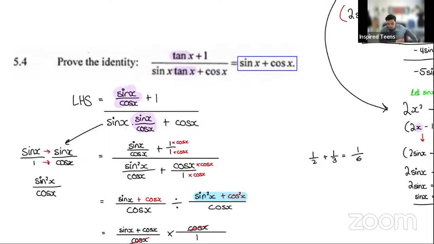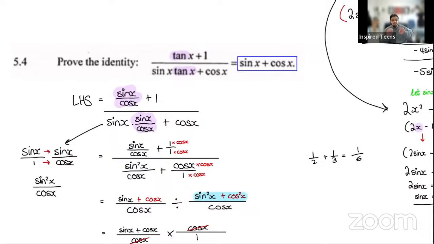Someone suggested, when we attempted this question, changing this 1 to sine squared x plus cos squared x, because that's an identity. We can do that. Now, changing 1 to sine squared x plus cos squared x is a very rare question. Mostly you are simplifying sine squared x plus cos squared x to 1, like in this example.